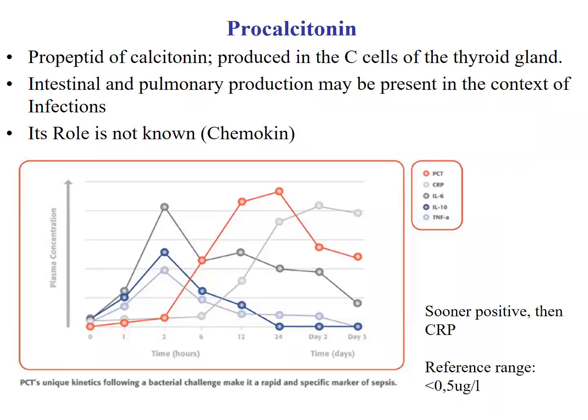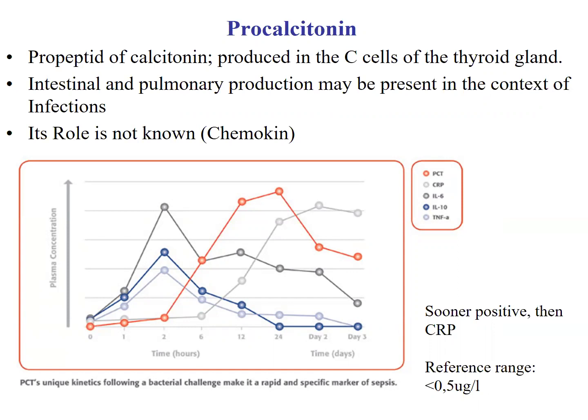And the next one is procalcitonin. This is the propeptide of calcitonin. It is produced in the C cells of the thyroid gland. And intestinal and pulmonary production may be present in the context of infection.